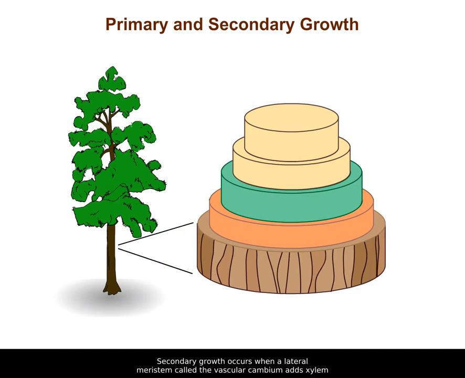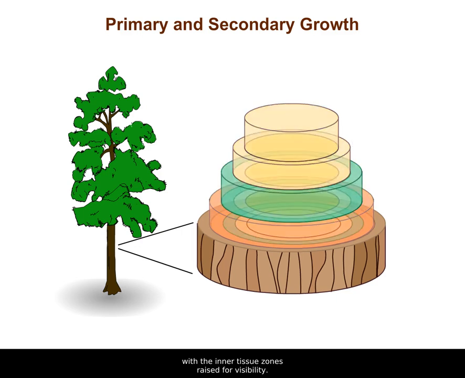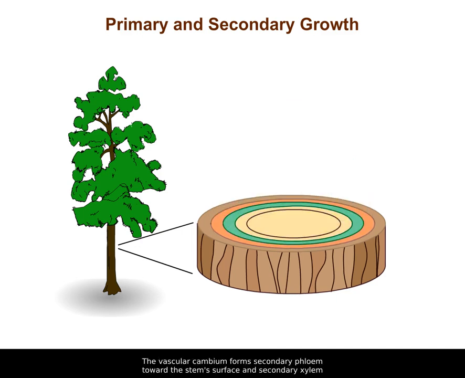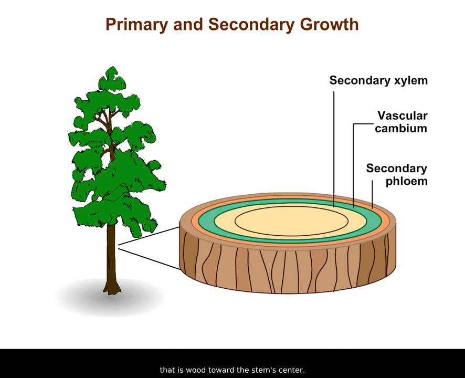Secondary growth occurs when a lateral meristem, called a vascular cambium, adds xylem and phloem to the stem. This picture shows a segment of a tree trunk with the inner tissue zones raised for visibility. The vascular cambium forms secondary phloem toward the stem's surface and secondary xylem, that is wood, toward the stem's center. That's the main reason why tree trunks thicken with age.